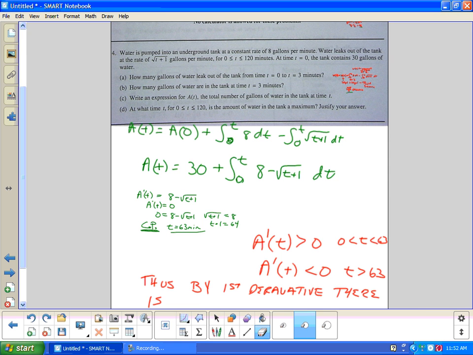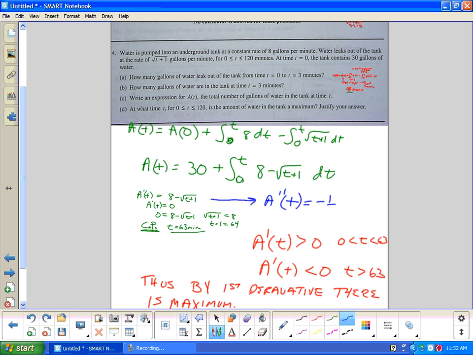Truth is, we're allowed to do whatever we want. I might have been tempted to quickly take, it's written in blue, A double prime of t as negative 1/2 times t plus 1 to the negative 1/2. And I can quickly say that the second derivative is negative at t equals 63. Thus, it is a maximum. It is the second derivative test. Either way, both of those will be right. You get a point for setting A prime to 0. You get a point for solving for t, getting 63. You get a point for your justification, one of those two reasons.